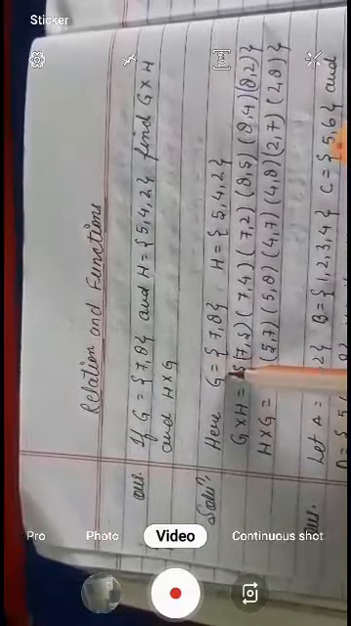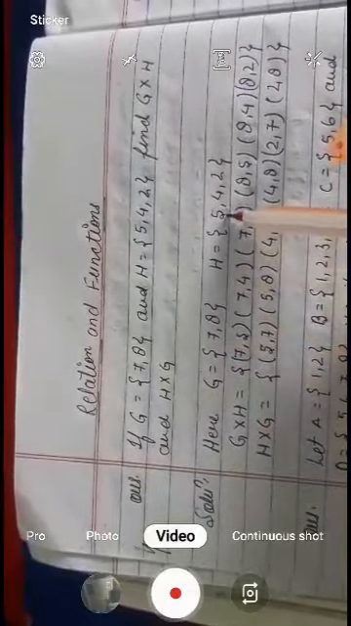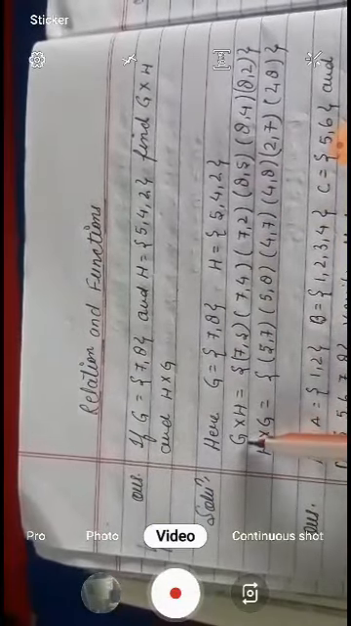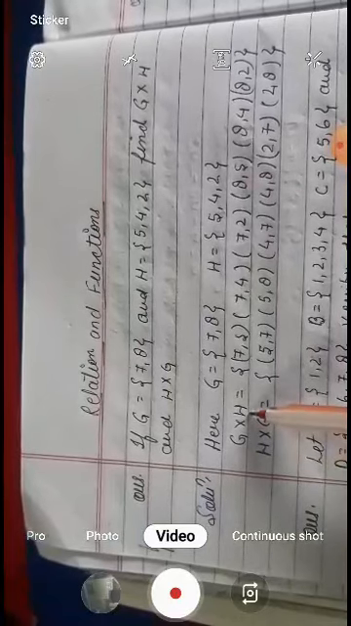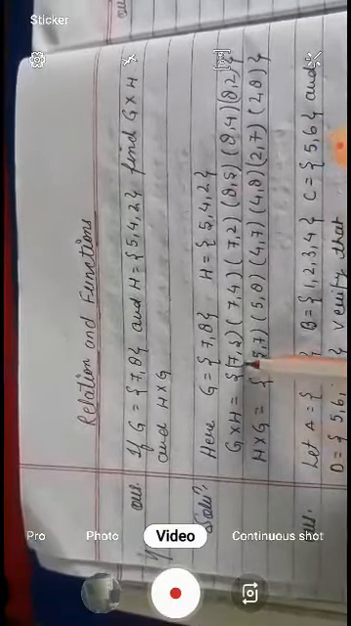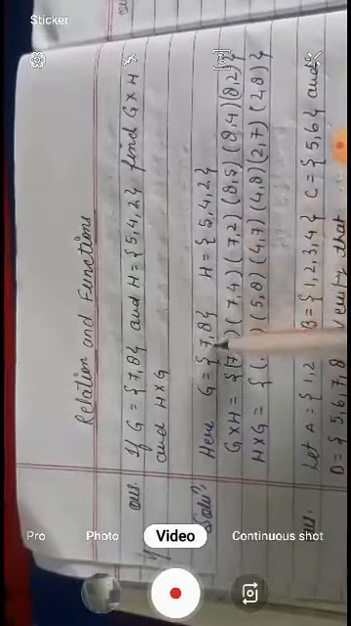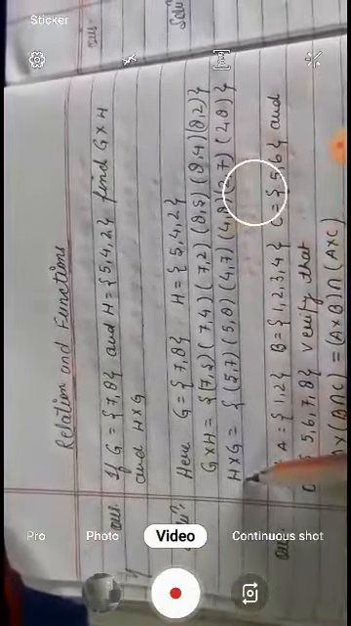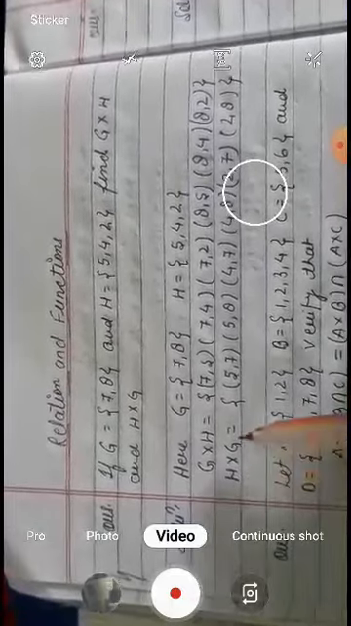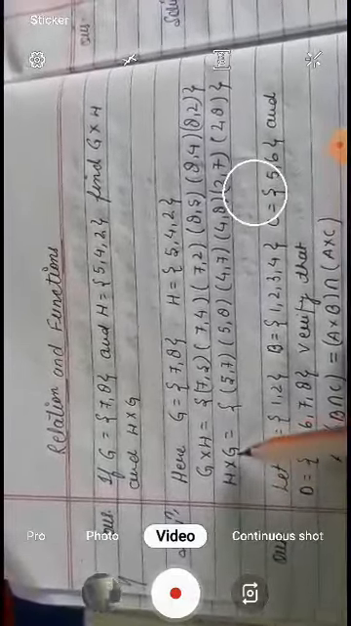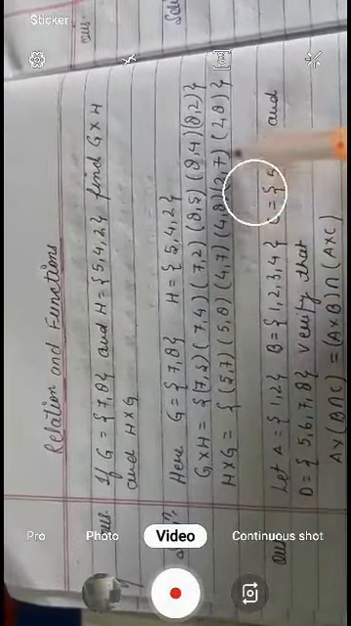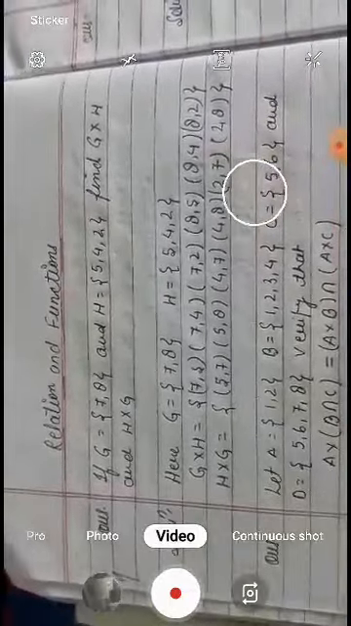Here G is equal to {7, 8} and H is equal to {5, 4, 2}. Then we have to find the Cartesian product. G cross H is equal to (7,5), (7,4), (7,2), and next (8,5), (8,4), (8,2). Similarly, taking H first and G second, H cross G is (5,7), (5,8), (4,7), (4,8), (2,7), (2,8). This is the cross product.